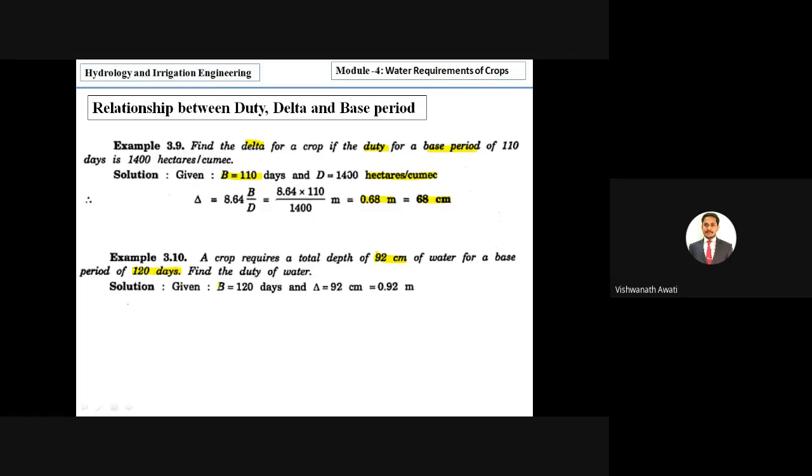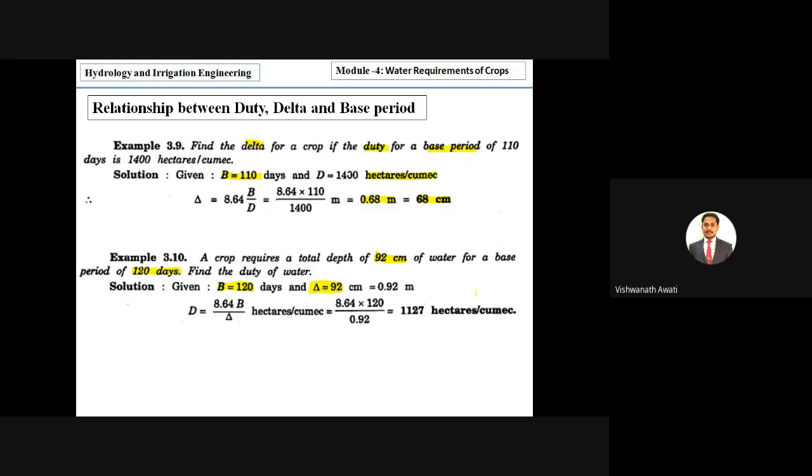Here they have given the base period, which is 120 days. Then they have given delta, here it is 92, which in terms of meters is 0.92. If they mention depth, it is a delta, right? So then what do we have to calculate? We have to calculate duty. So use the same equation, 3.6, substitute the values, and you will get the duty.